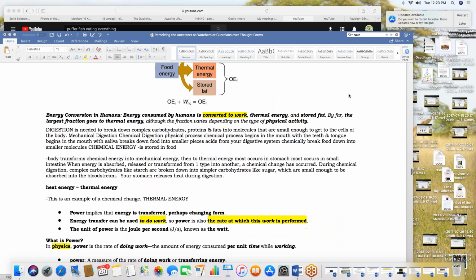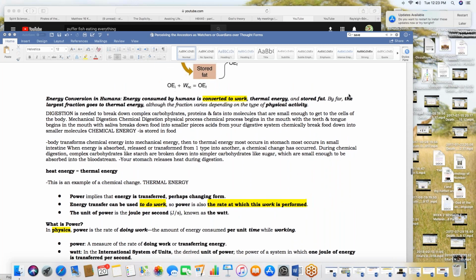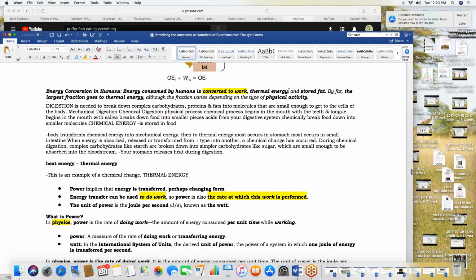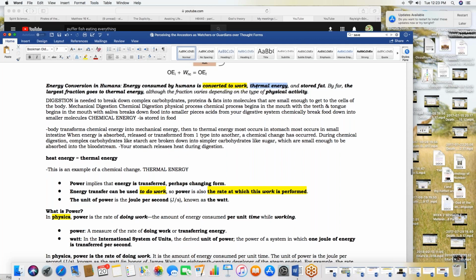The energy that we get through consumption, humans, I mean, is simply converted to work and thermal energy. It is the battery source that runs the body, and then stored fat as a reserve energy pack for what? More work, more physical activity.